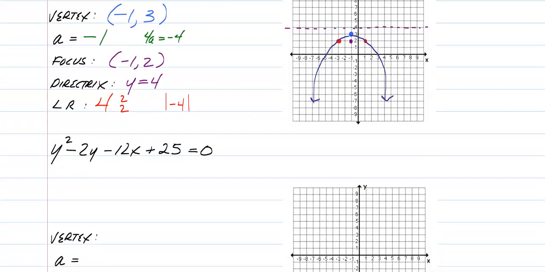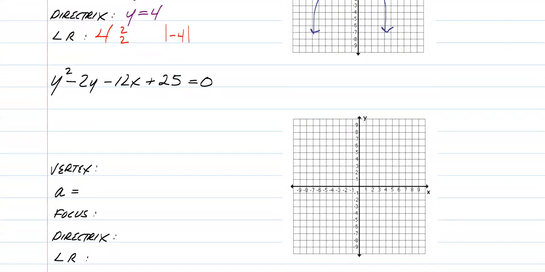So next example, we are not in graphing form. So just like ellipses, circles, and hyperbolas, you've got to put it in graphing form first. This one's a little different because, again, go all the way back to the beginning. We are going to put the squared variable on one side and the rest of the information on the other. A little bit different. So we're going to have y squared minus 2y is equal to 12x minus 25.